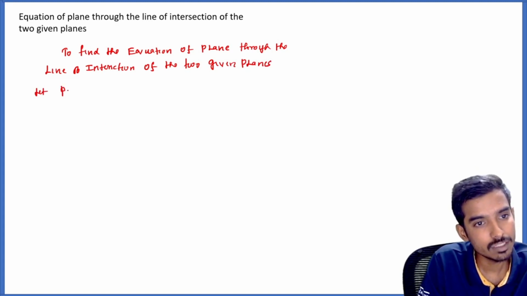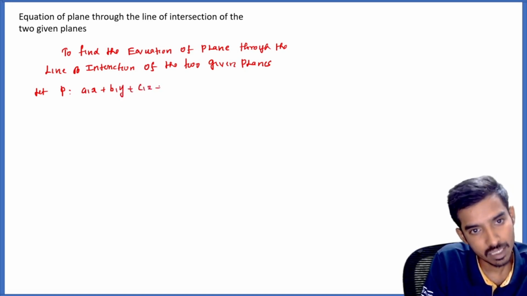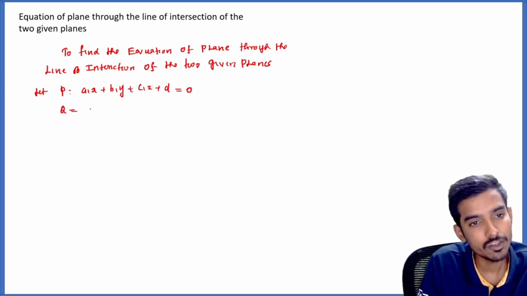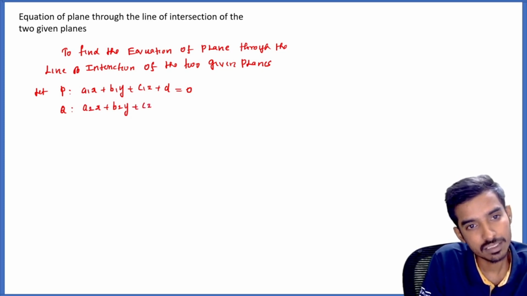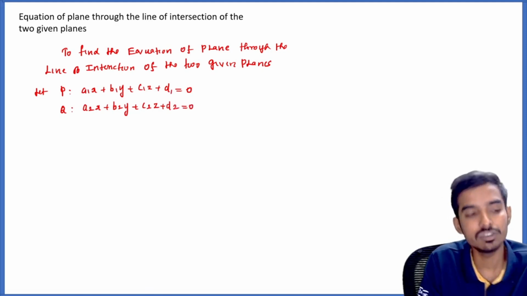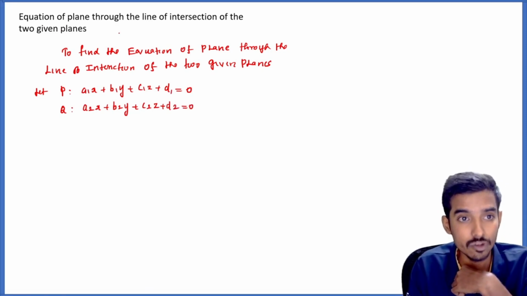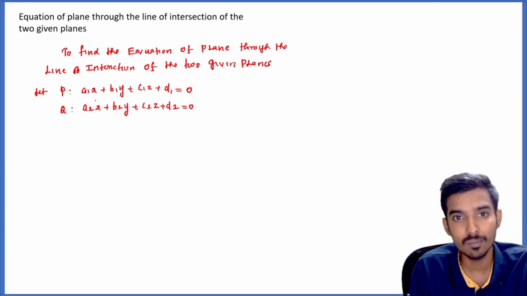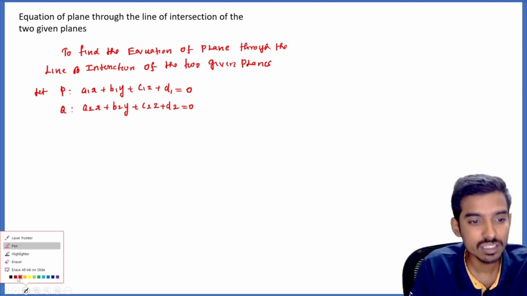Let us take the first plane P to be a1x plus b1y plus c1z plus d1 is equal to 0. Similarly, let us take the second plane Q to be a2x plus b2y plus c2z plus d2 is equal to 0. They will give two planes, and you need to find a plane that passes through the line of intersection of the two given planes.